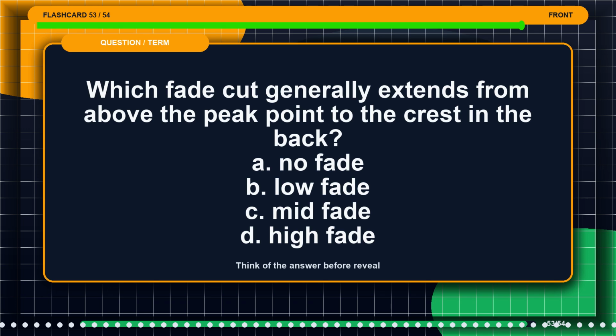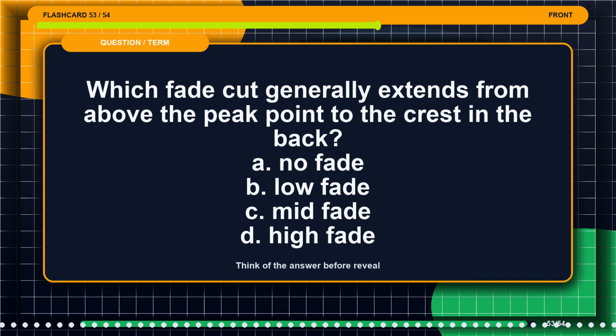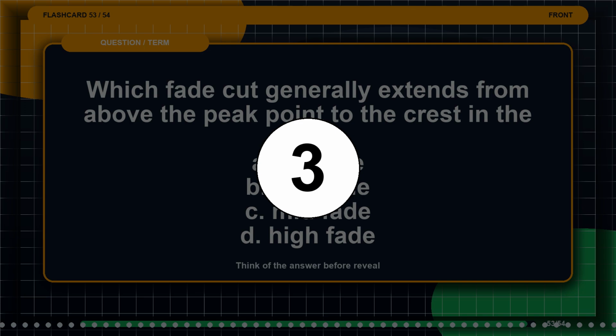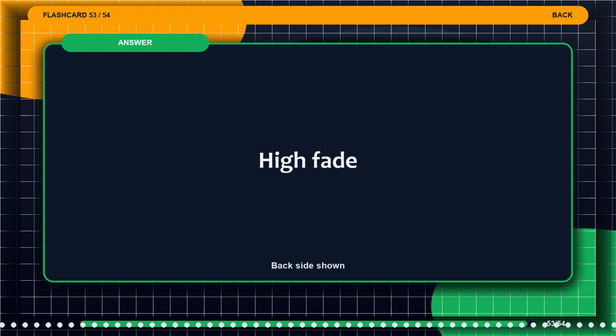Flashcard 53. Which fade cut generally extends from above the peak point to the crest in the back? A. No fade. B. Low fade. C. Mid fade. D. High fade. Pause and think of the answer before the reveal. The answer is high fade.